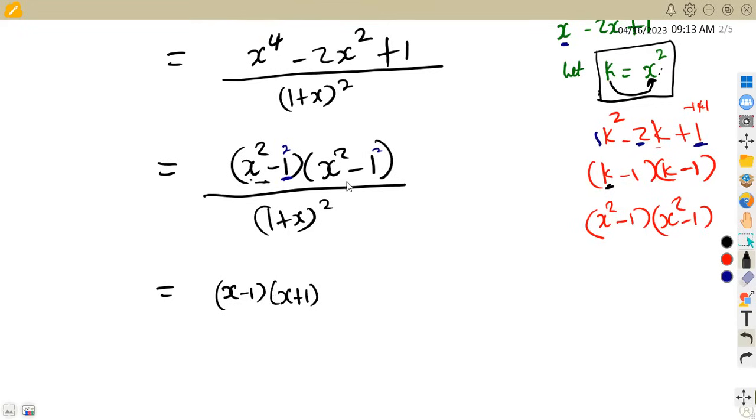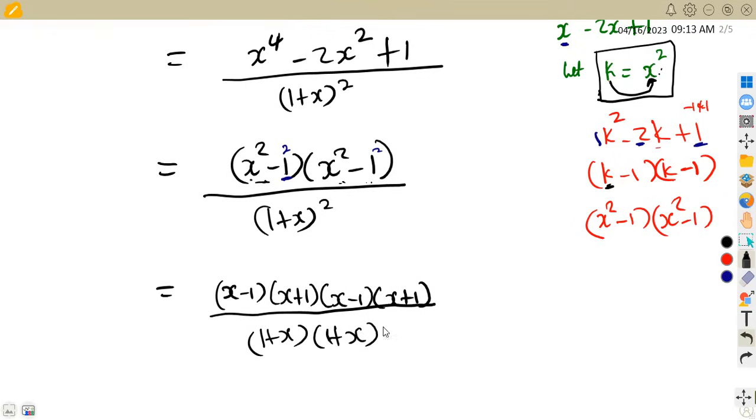So this is the difference of two squares for the first bracket. We move on to the second bracket. It's a difference of two squares again. So we are going to have x minus 1 into x plus 1, everything over our denominator, which is 1 plus x squared, which is the same as 1 plus x into 1 plus x. It's squared, meaning there are two brackets.